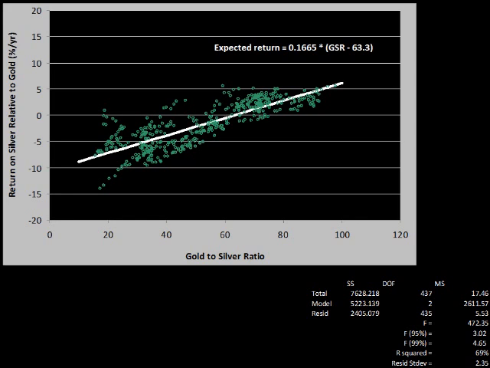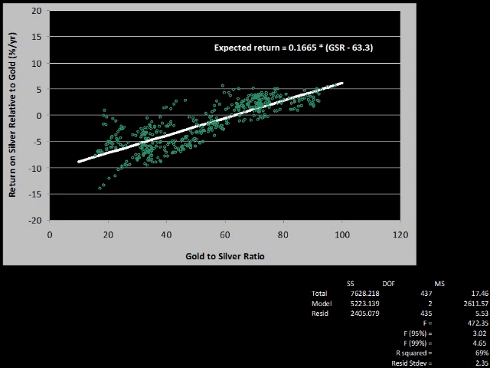In this graph, I'm showing annualized long-term returns of silver relative to gold using each of the past possible 10-year windows of history for the past 45 years. Each of these returns is shown as a circle on the graph. On the horizontal axis, I list the gold to silver ratio at the start of the 10-year time window. On the vertical axis is the annualized return of silver relative to gold.